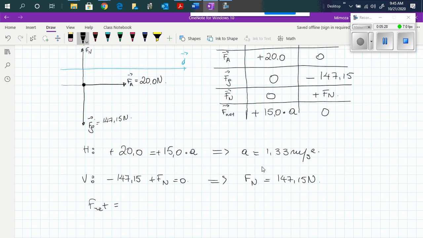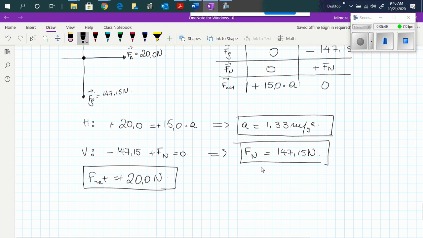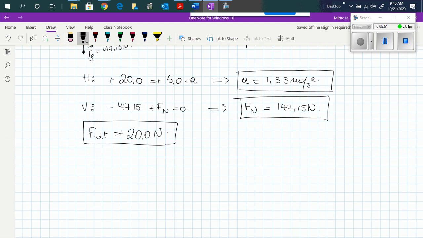Okay. Now, force net, we do know what it is. It is whatever is the acceleration times the mass, or is positive 20 newtons. So now we have three things that the question is asking us for. Let's move on to finding the work that each of those forces has completed.